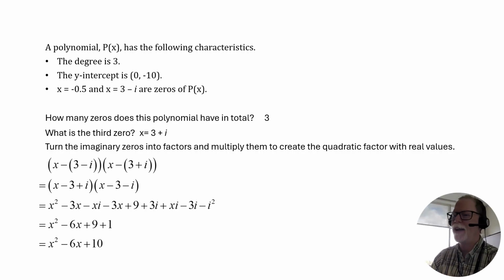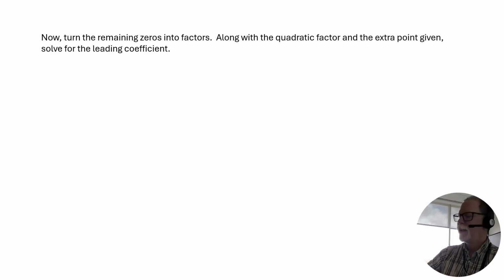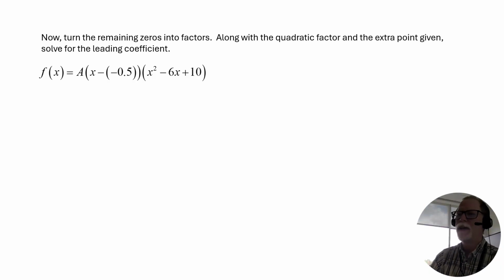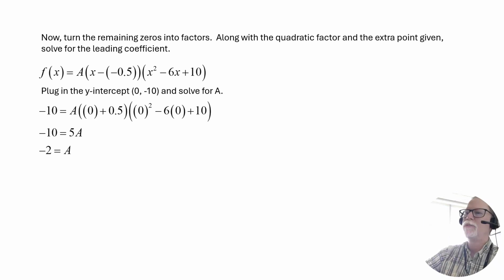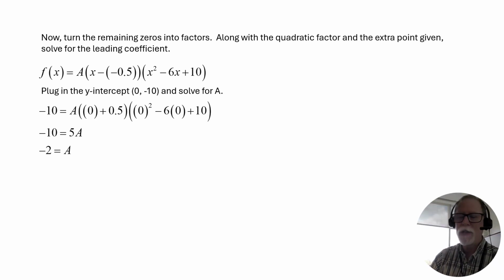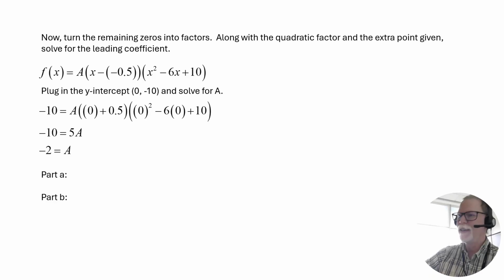So this is the quadratic we're going to use in the second answer, and it's going to help us determine the leading coefficient because we don't know what that is. So we need to take that extra point, in this case the y-intercept, and plug it in there. So I've got my quadratic factor. I took the other zero, x minus the zero is the factor, and I'm going to plug the x and y values for the y-intercept in, solve for the leading coefficient, and then just write my two answers at the end.